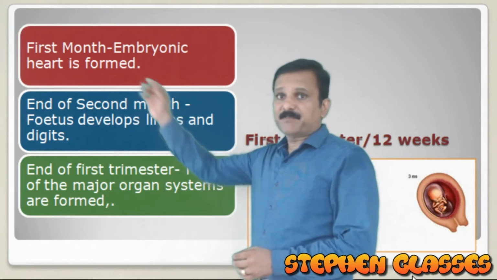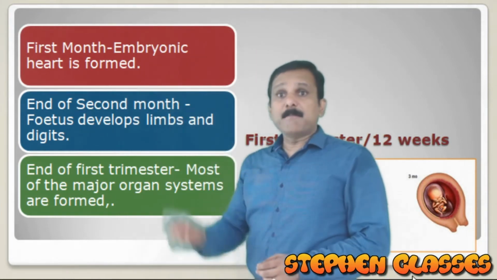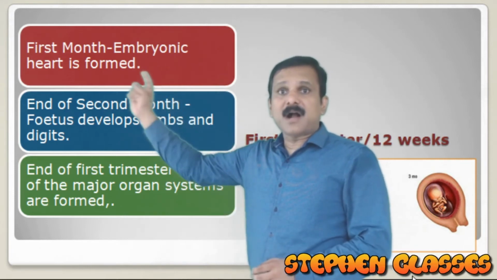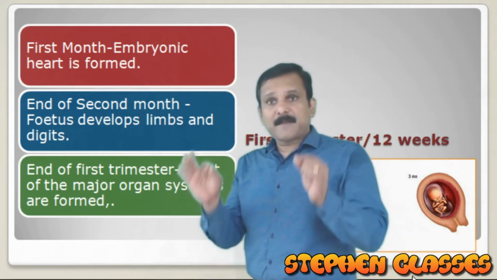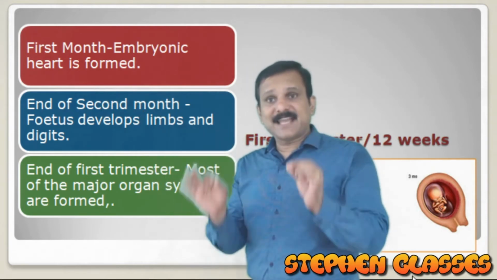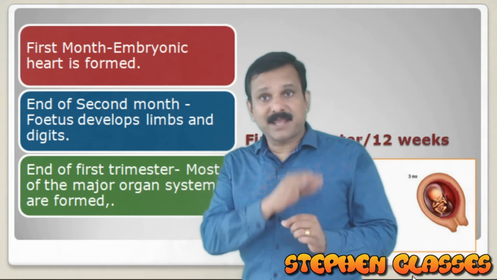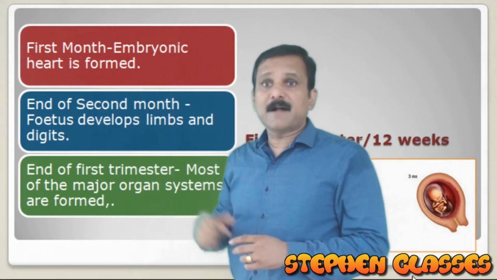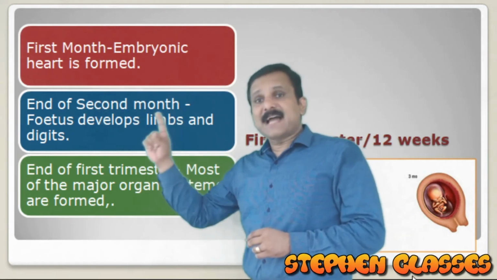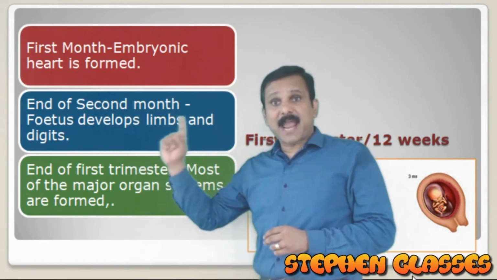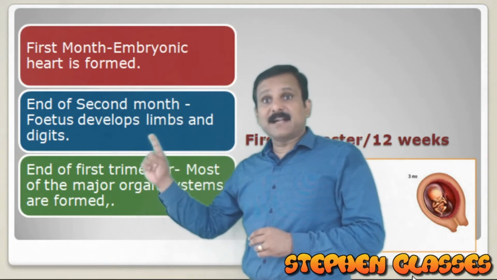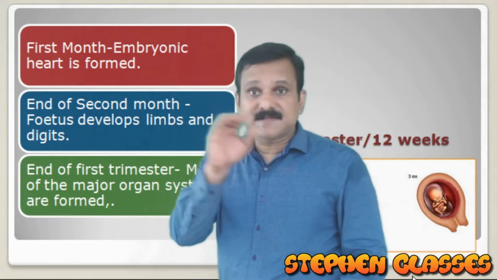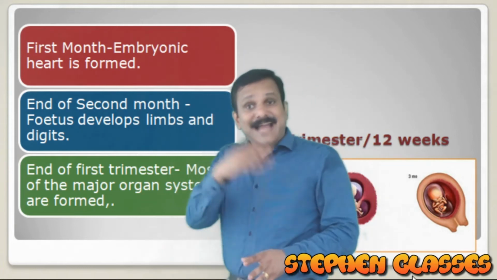It is explained here. So, in the first month, the embryonic heart will be formed. What is the change in the first month? Embryonic heart will be formed. There will be pumping of blood, and you can hear the heartbeat in the first month itself. Embryonic heart will be formed in the first month. And by the end of the second month, I repeat, by the end of the second month, fetus will develop limbs and digits. So limbs and digits, I mean the rudimentary limbs and digits. Rudimentary because they are not that much developed.